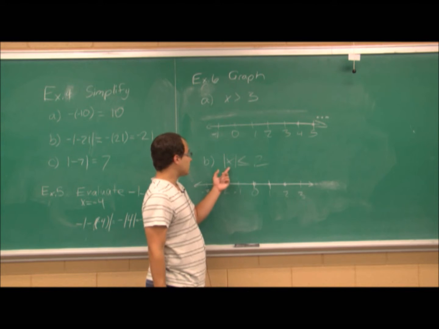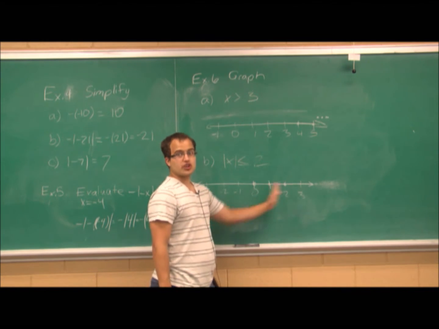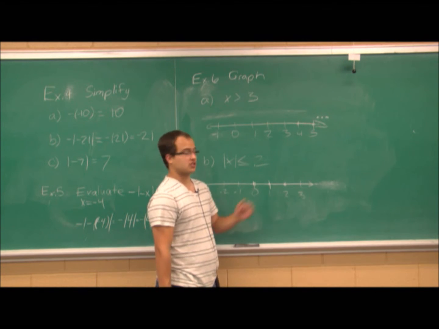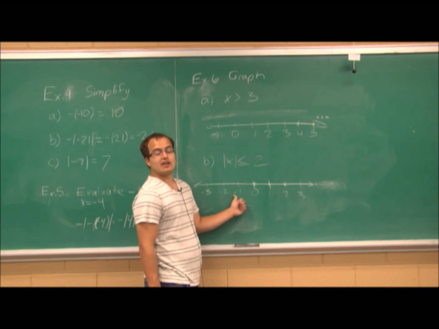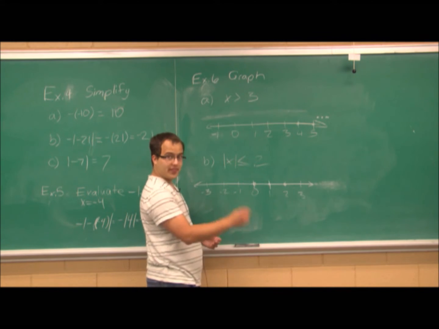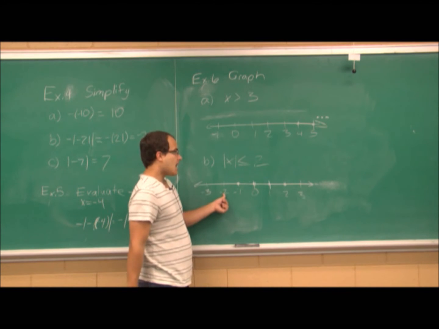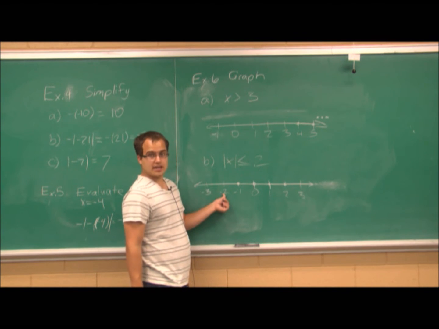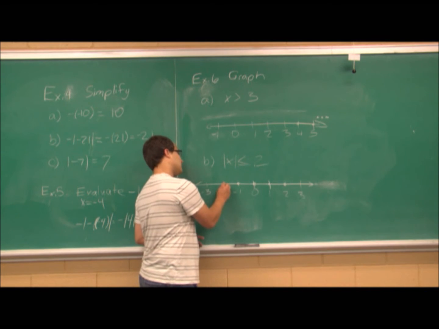3. The absolute value of 3 is 3. Is 3 less than or equal to 2? No. So I stop in that direction because I know the numbers will just get larger. Now, negative 1. The absolute value of negative 1 is 1. Is 1 less than 2? Yes. Absolute value of negative 2 is 2. Is 2 less than or equal to 2? Yes.